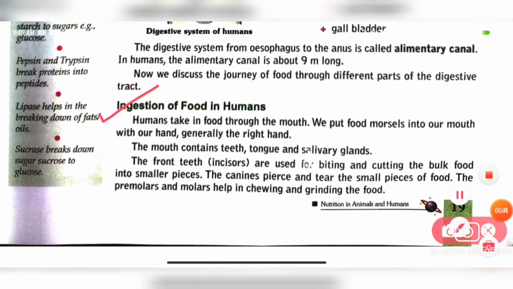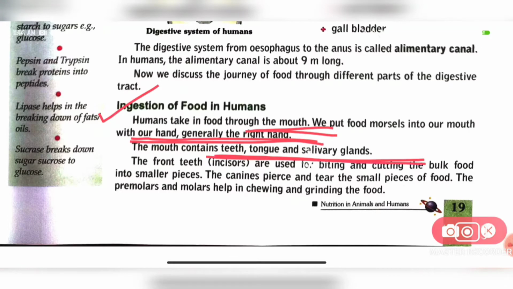So first process, we already learned that the first process of nutrition is the ingestion process. Ingestion means taking the food. Humans take in food through their mouth. We all know that we put food morsels into our mouth with our hand, generally the right hand. আমরা normally ডান হাত দিয়ে খাবারটা খাই, আমরা মুখে খাবারটা দিই ডান হাত দিয়ে. The mouth contains teeth, tongue and salivary glands. আমাদের মুখে তিনটে পার্ট থাকে, one is teeth, one is salivary glands, and the other is tongue.